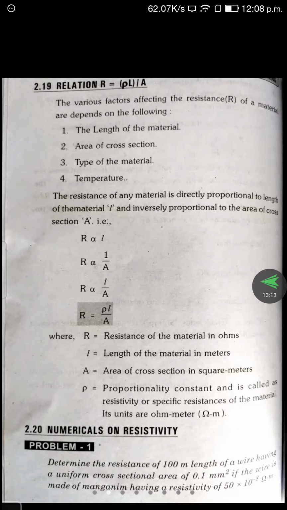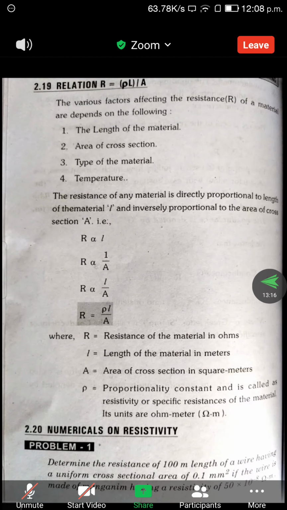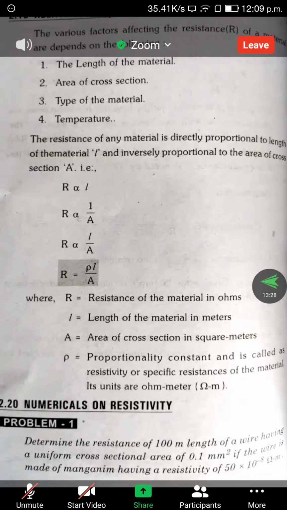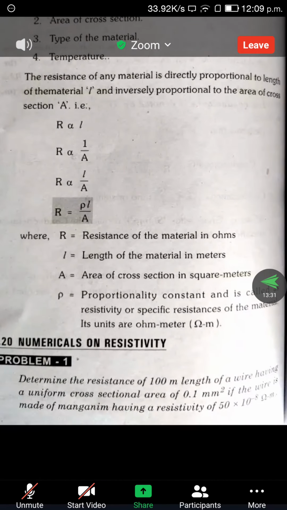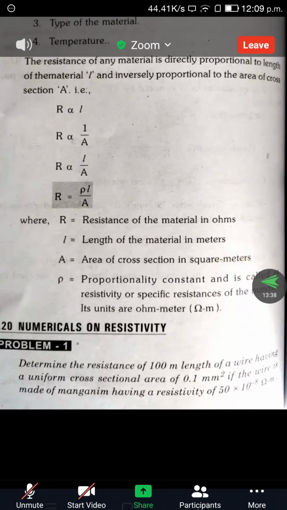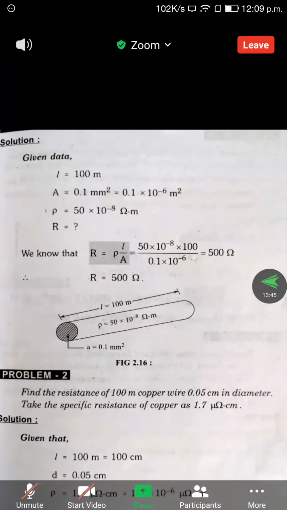In this clip we will discuss a few problems related to resistance. You can see here: determine the resistance of a 100 meter length of wire having a uniform cross section area of 0.1 millimeter square, if the wire is made of manganese having a resistivity of 50 into 10 to the power of minus 8 ohm meter. So this is our problem. We are asked to determine the resistance value, the R value.